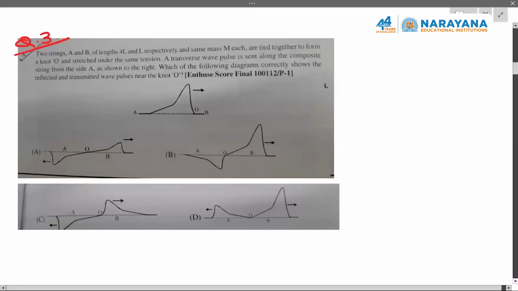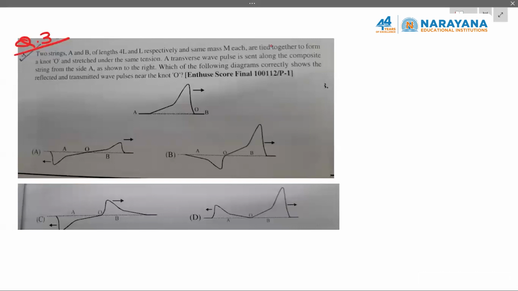All right, so let's build on this small concept and try to answer this problem. In this case, they have given you two strings A and B, of lengths 4L and L respectively. The mass of the strings is the same. So basically, he's trying to explain the rarer and the denser medium in this case.